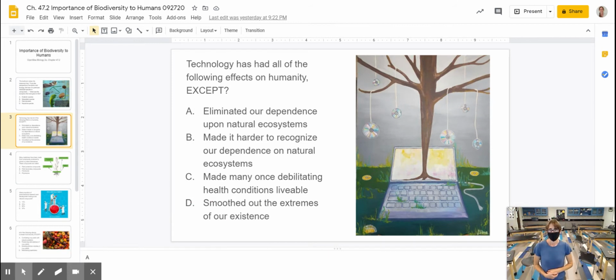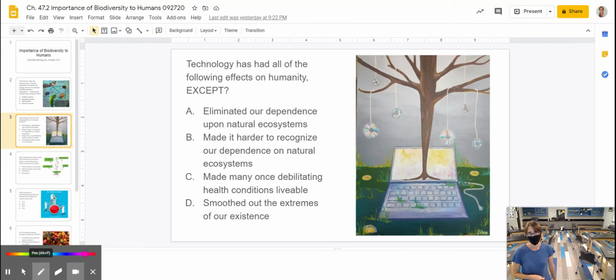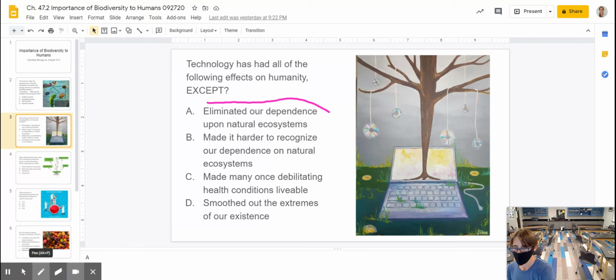Okay. All right. So this is another question that comes out as sort of the introductory material to this chapter section. We're talking about the effect of technology on humans' relationship with biodiversity and with nature in general. And so my question is, technology has had all of the following effects on humanity except for what? So technology has all of these effects except what? And the answer is that it has not eliminated our dependence upon natural ecosystems. Maybe without reading the textbook, you could guess that one.